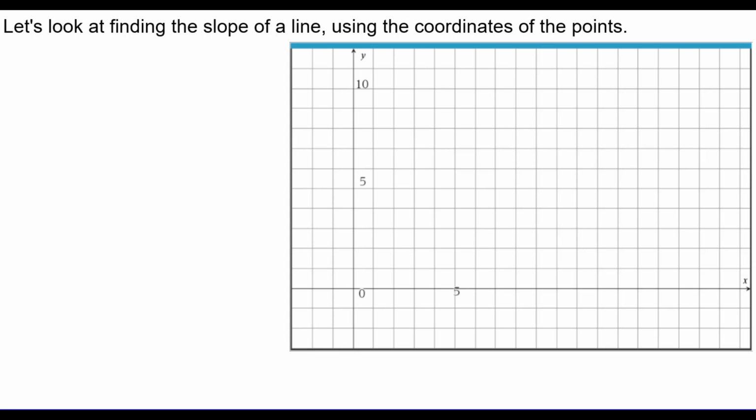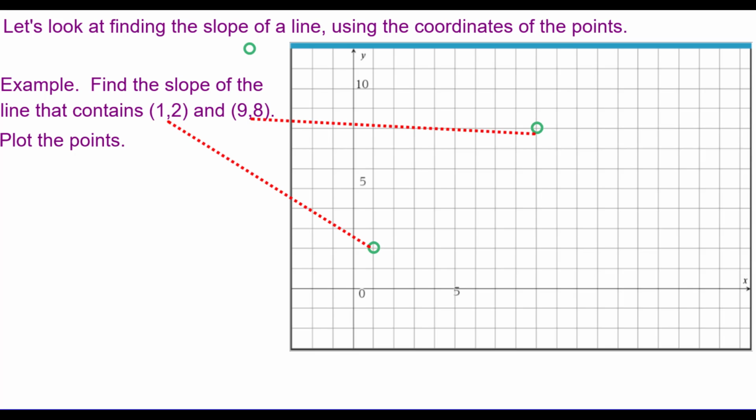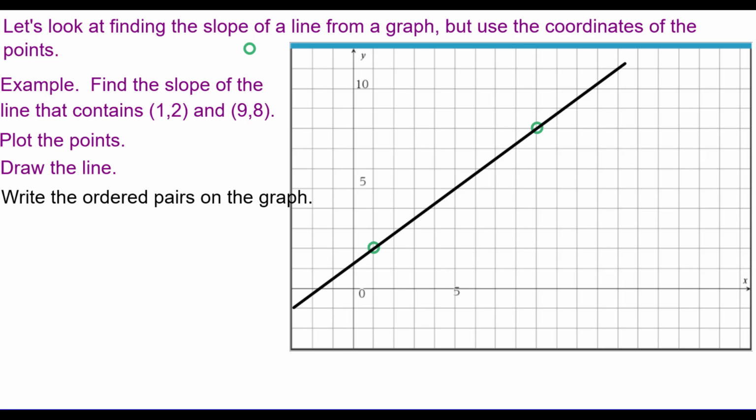First of all, let's look at finding the slope of a line using the coordinates of the points with specific numbers. For example, find the slope of the line that contains the points 1, 2 and 9, 8. First of all, we want to plot the points on a grid, 1, 2, and 9, 8. Draw the line containing those 2 points. Write the ordered pairs on the graph.